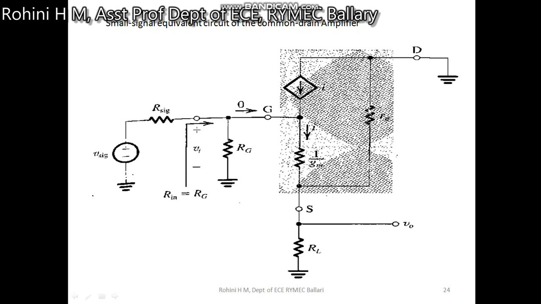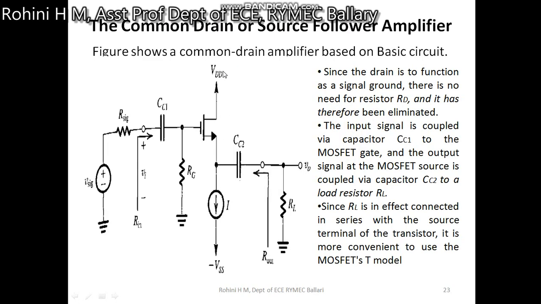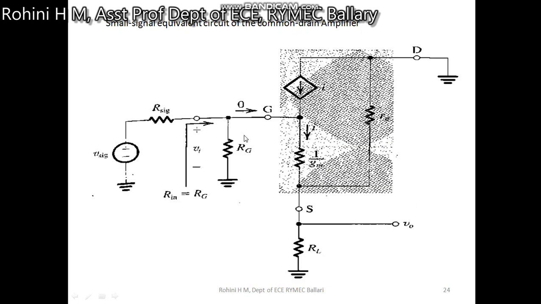Here the term R0 is added when the channel length modulation effect is considered, then this R0 is included. The circuit is not having any difference: the same V signal and R in, and this is the output V out and RL. As you can see here, V signal and R in, the gate resistance RG, this is the gate terminal, this is the drain terminal, here the drain current. Here the source terminal, and we are taking the output V out across this RL.